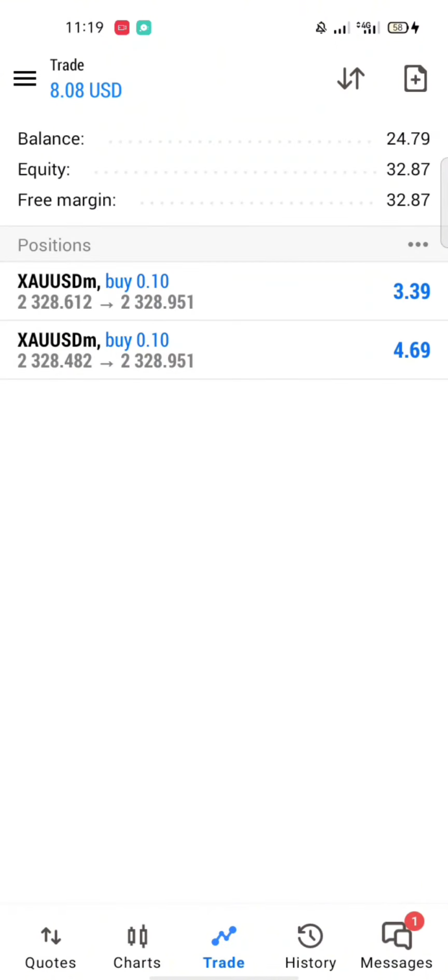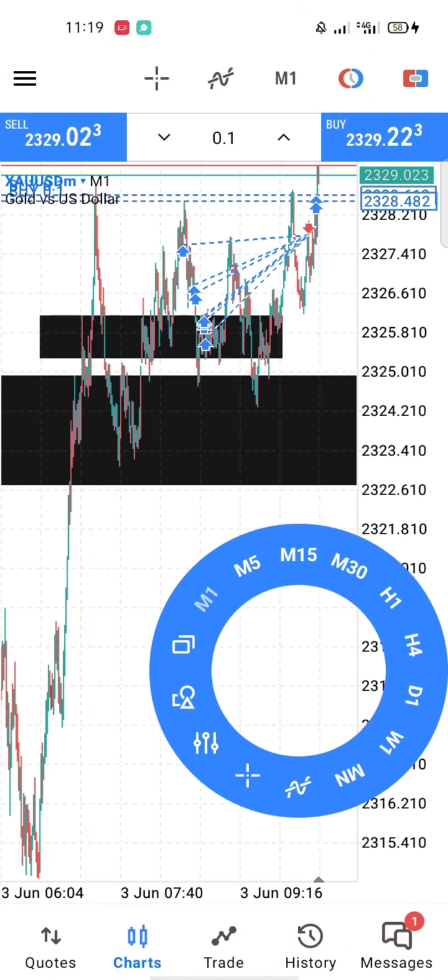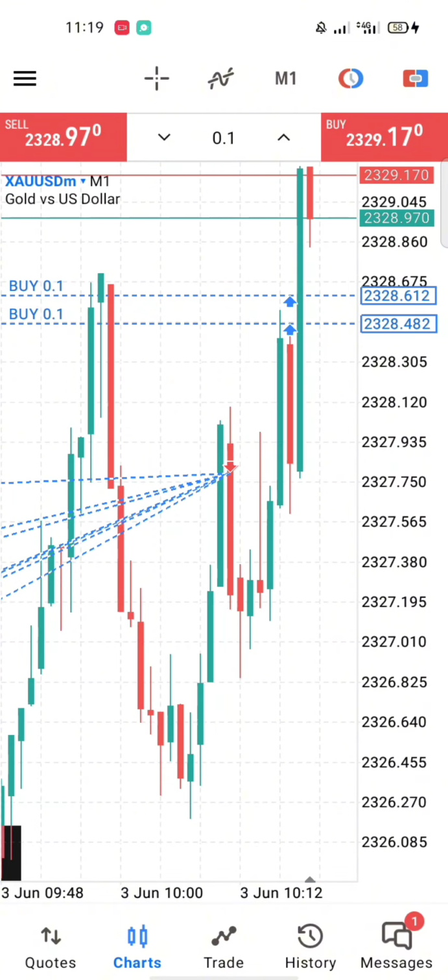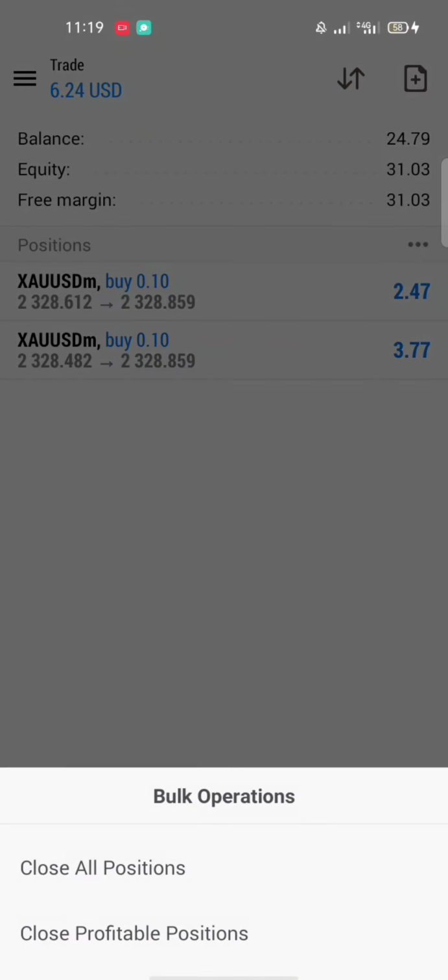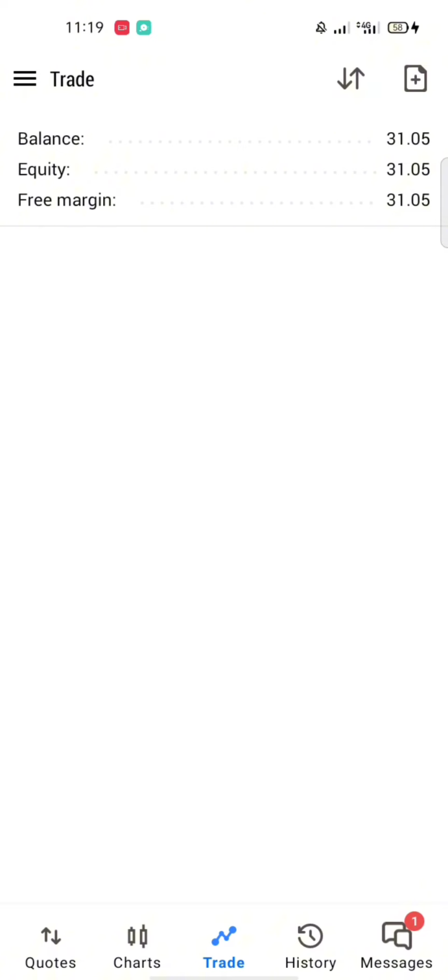So guys, the trades keep on buying now. We're moving to the upside. So I'll just be closing these trades, close up positions. Currently we're up $31.05.